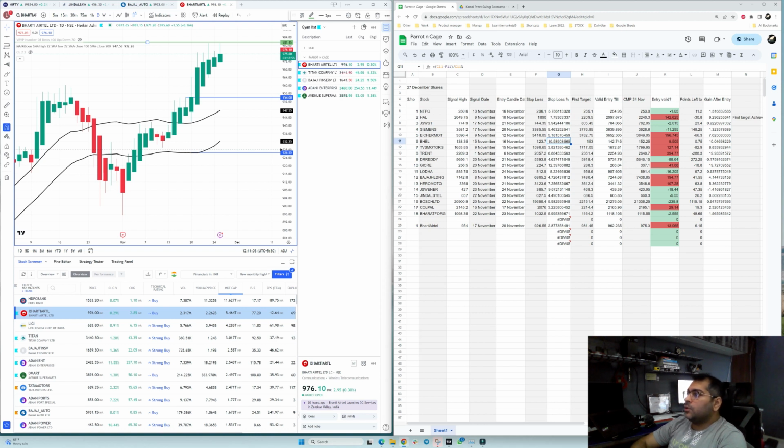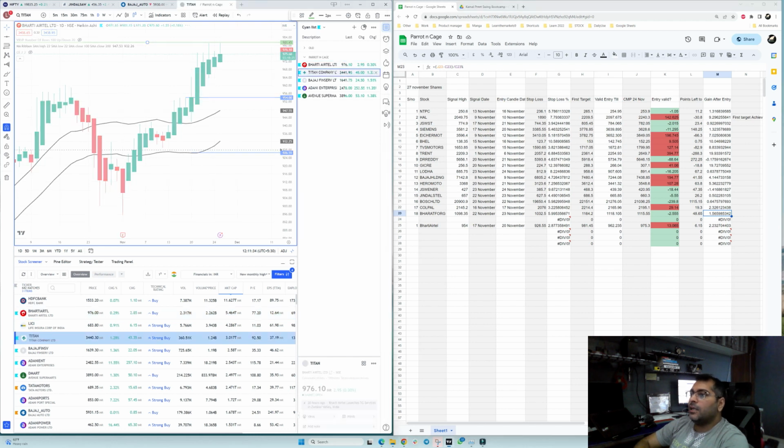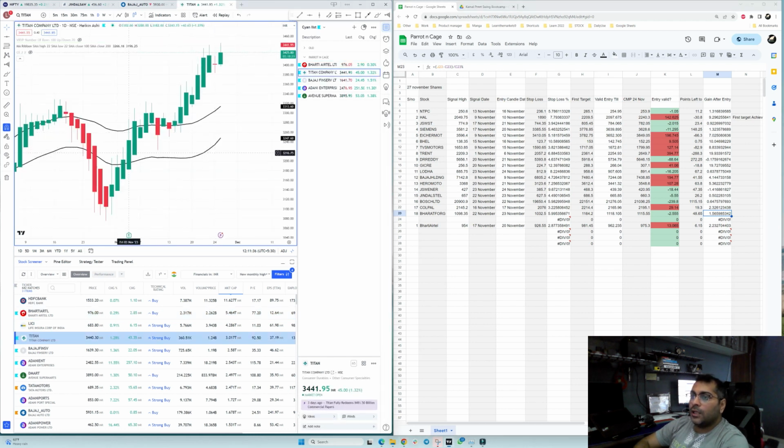Now basically this is the sheet I created yesterday for all the stocks that were showing yesterday. I marked it here as 27 November shares. Today is 28th November. So this was the first stock that we analyzed. Now we can analyze the next stock. Let's take the Titan example.